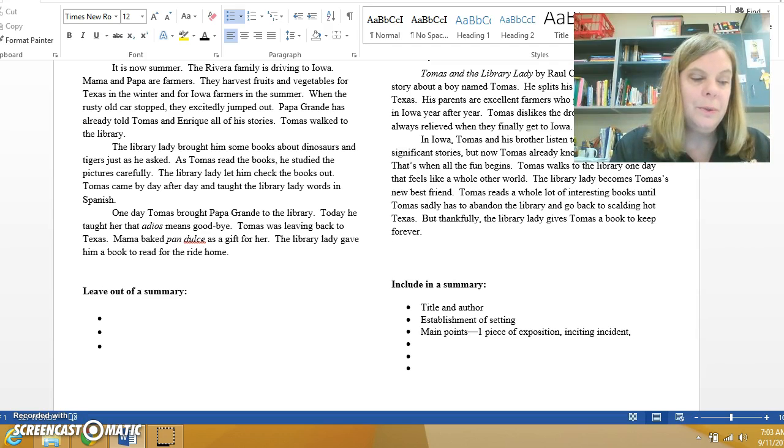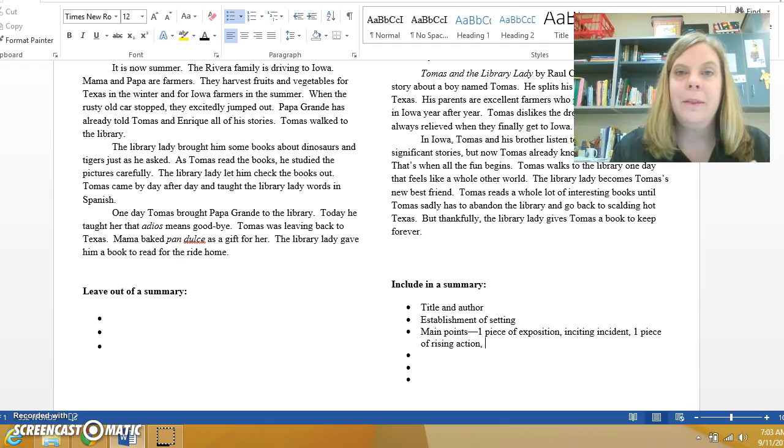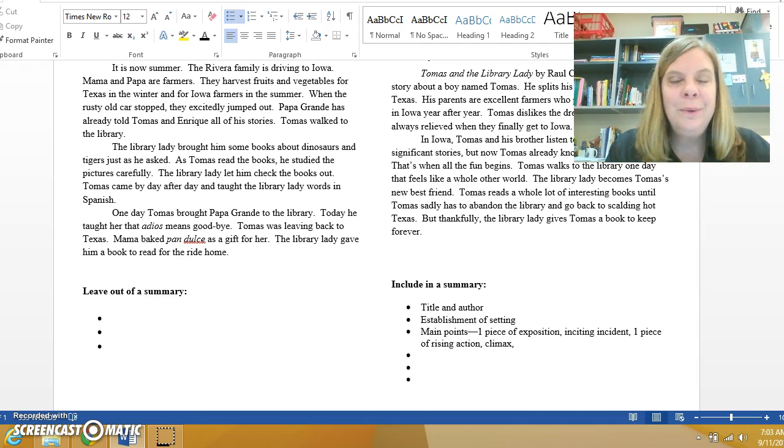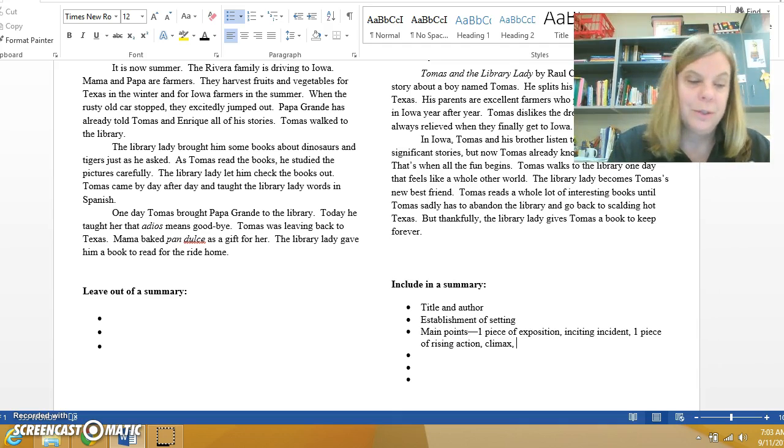Then you want to include at least one piece of rising action, something to let the reader know kind of how some tension is being built. You definitely need to include the climax. And again, you don't need to say that it's the climax, but you do want to let the readers know how that main conflict is resolved.